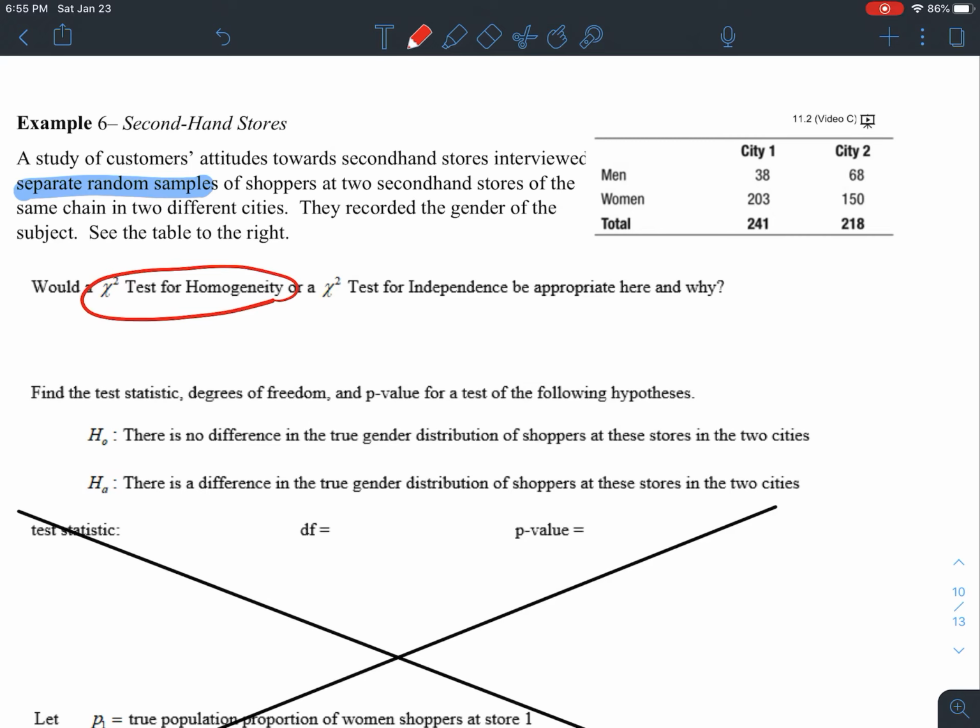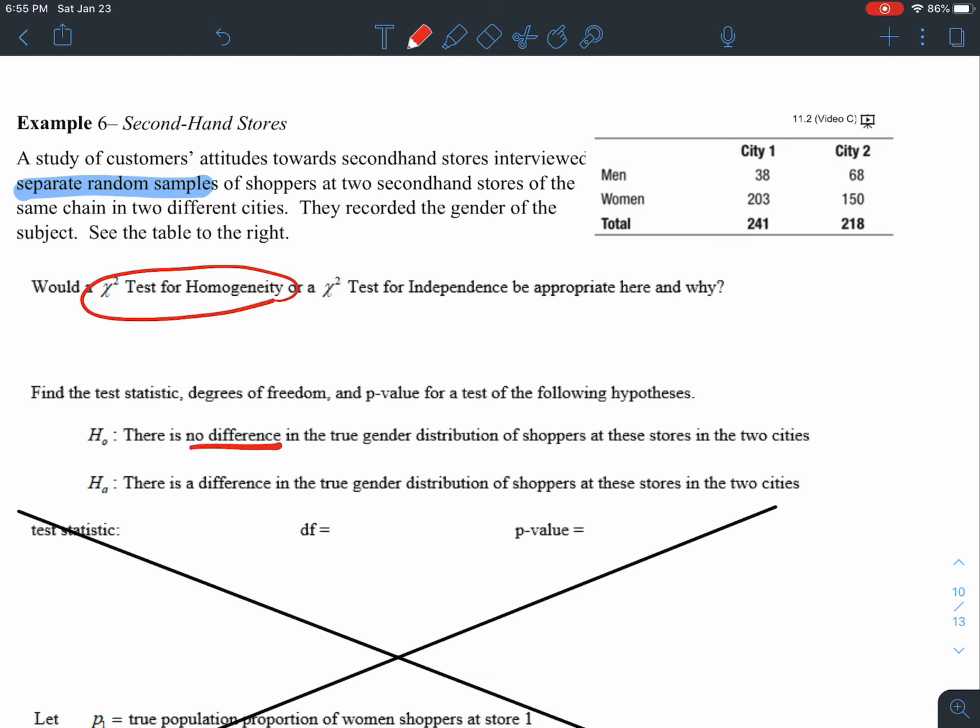Okay, now the main difference of these two tests is, one, how the data is collected, two, how you draft your null and alternative hypotheses. The rest of the significance test is executed in the exact same way, even down to choosing the same feature on the calculator. Simply the test is called chi-squared test. So the null hypothesis for this particular example is to say there is no difference in the true gender distribution of shoppers at these stores in the two cities versus there is a difference in the true gender distribution of shoppers at these two stores in these two cities.